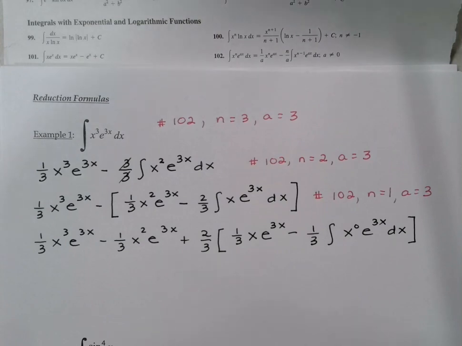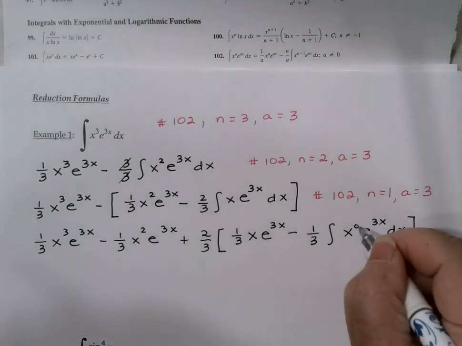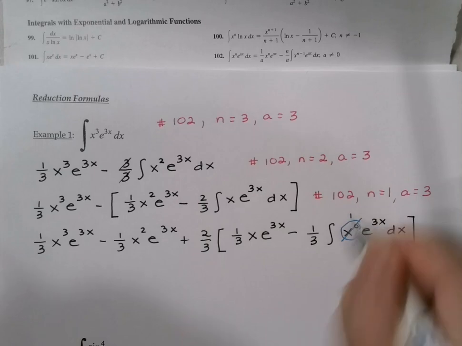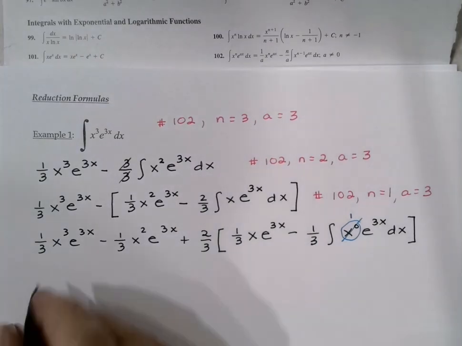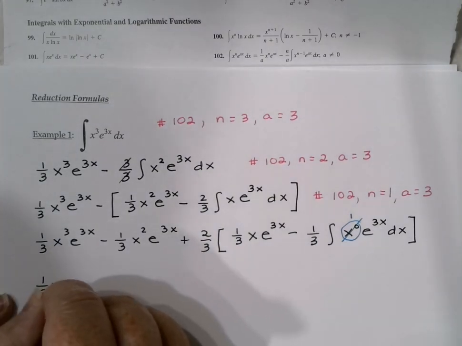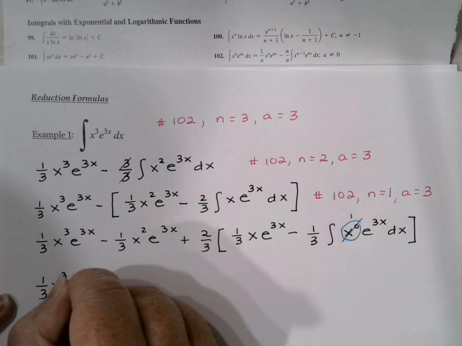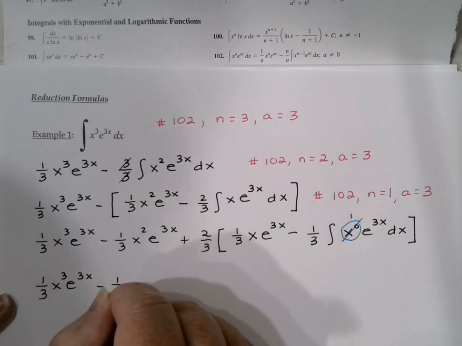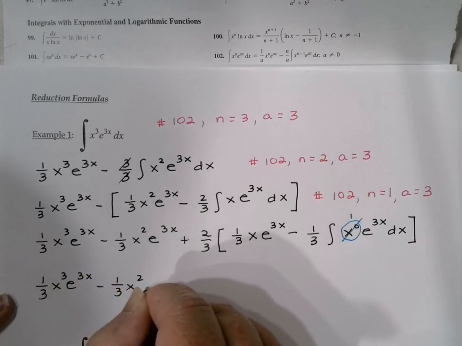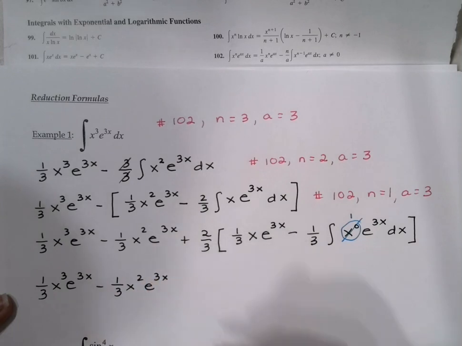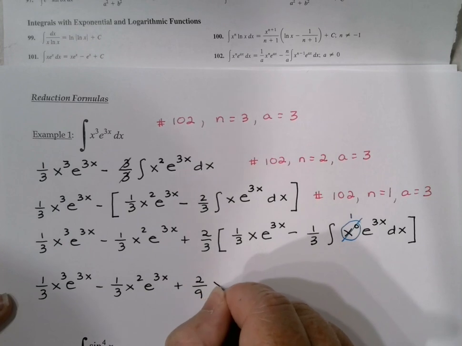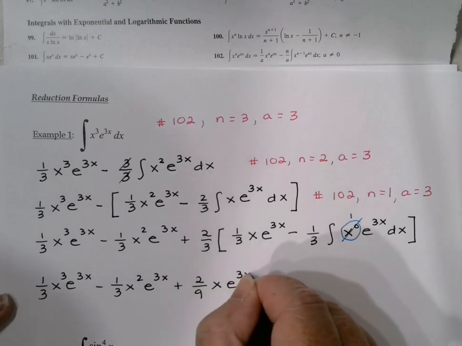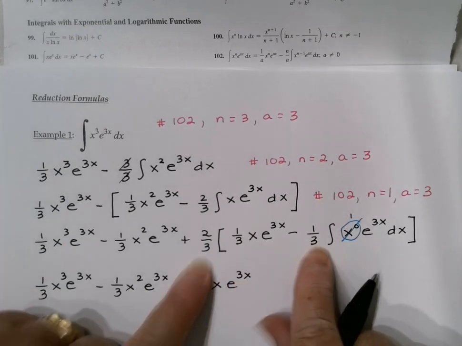All right, finally something good happened here. X to the 0 is just 1. So that's just the integral of e to the 3x dx, and that I can do. So I'm finally going to get a final answer here. That'll be a plus 2/9 x e to the 3x and a minus 2/9.